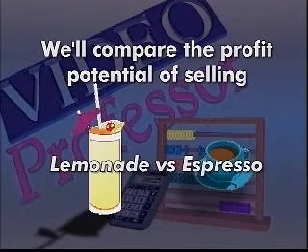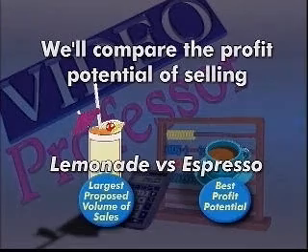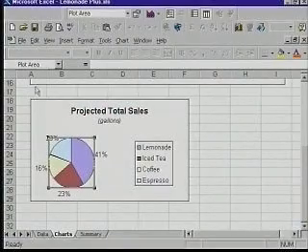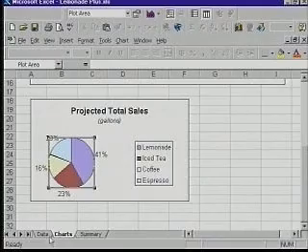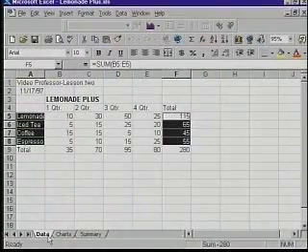We'll limit our analysis to these two products, lemonade because it has the largest proposed volume of sales, and espresso because it's the proposed new product with the best potential sales. Suzanne, click on the Data tab. We're going to build another set of calculations on this worksheet, so let's add some documentation to the first set of numbers.